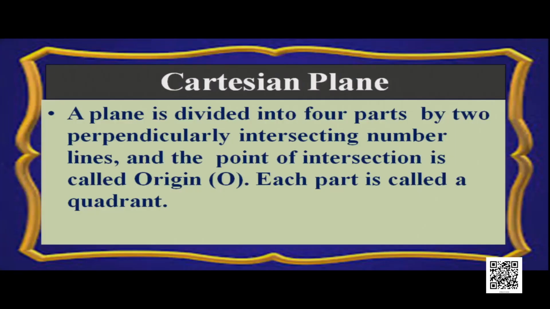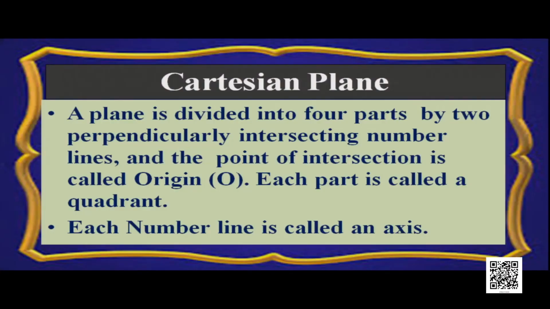What is a Cartesian plane? A plane is divided into four parts by two perpendicularly intersecting number lines, and the point of intersection is called the origin. Each part is called a quadrant. And what are the lines called? Each number line is called an axis. Let's have a look at a Cartesian plane.